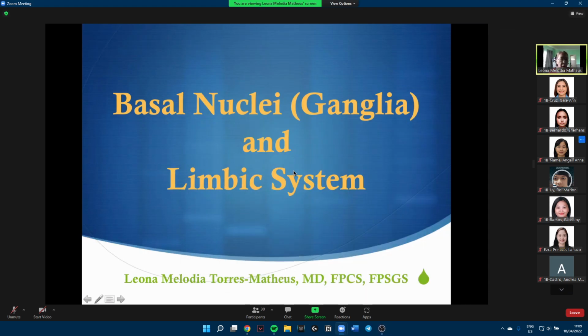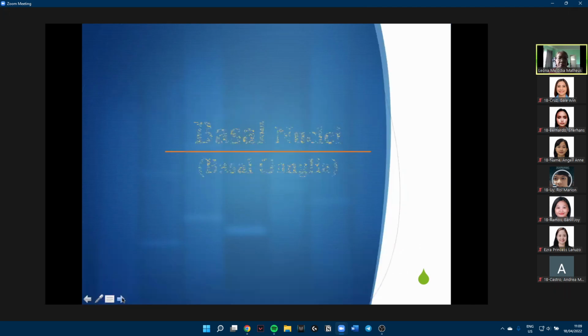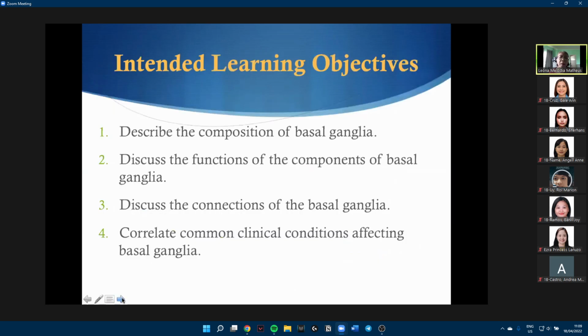So we're going to take up two topics today. The first one will be your basal nuclei, and the other one will be your limbic system. So let's take up the basal nuclei first, formerly known as the basal ganglia. We're going to describe first the composition of your basal nuclei, its functions, its connections, and at the last part, of course, the common clinical conditions affecting the basal nuclei.